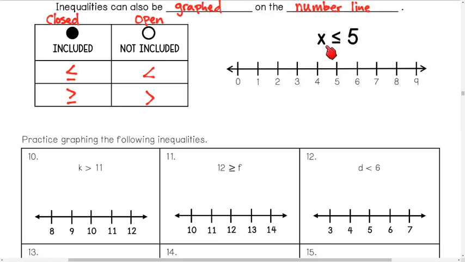So if it says here x is less than or equal to 5, that one is in our include section or closed circle. So I would go ahead and do a closed circle at 5. And it says here x is less than that. So I would test two numbers here or just find one. So if I go ahead and put 4 here, 4 is less than or equal to 5. That's true, so I know that my arrow is going to go to the left.